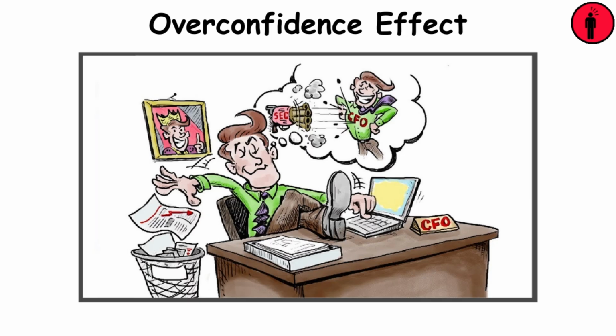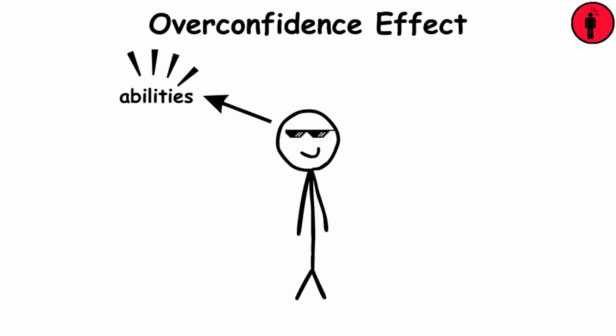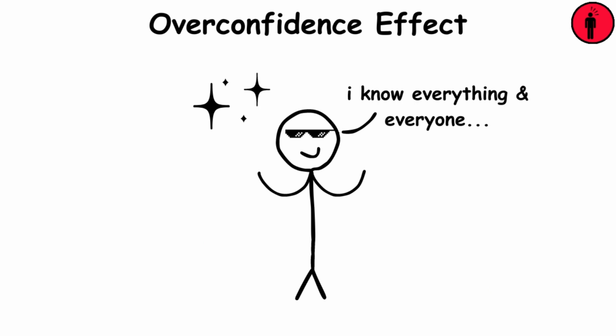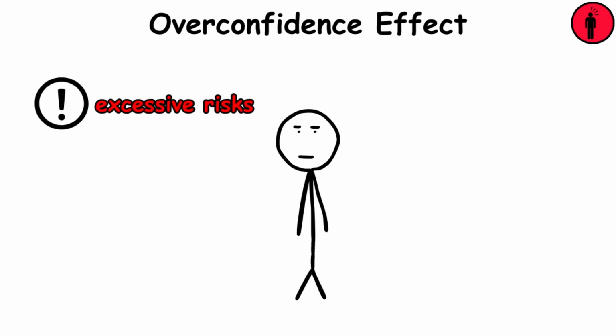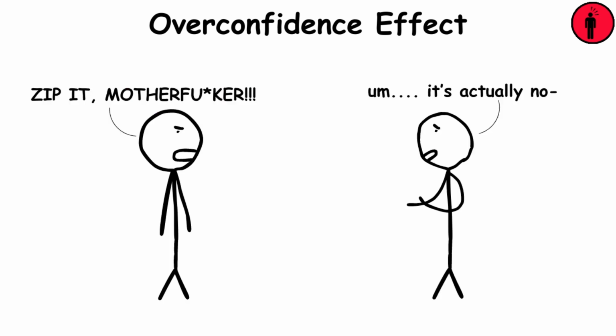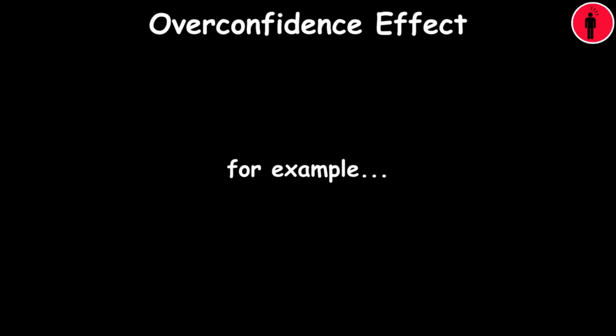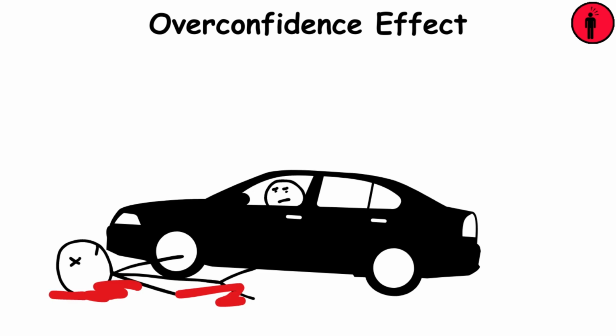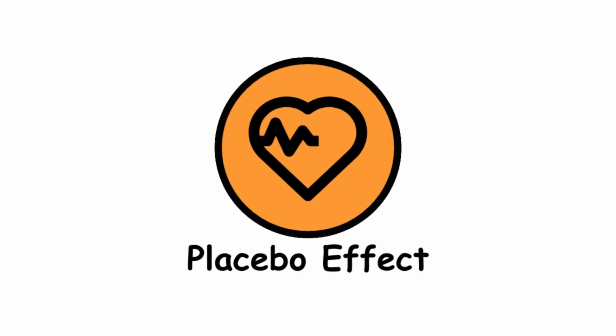Overconfidence Effect. The overconfidence effect is a cognitive bias where individuals overestimate their own abilities, knowledge, or judgments, believing they are more accurate or capable than they truly are. This bias can lead people to take excessive risks, make poor decisions, or fail to consider alternative viewpoints. For example, someone might believe they are better drivers than average, despite evidence suggesting otherwise, leading them to take unnecessary risks on the road.